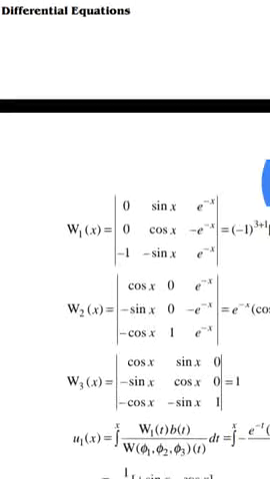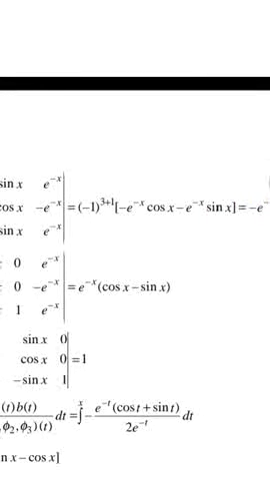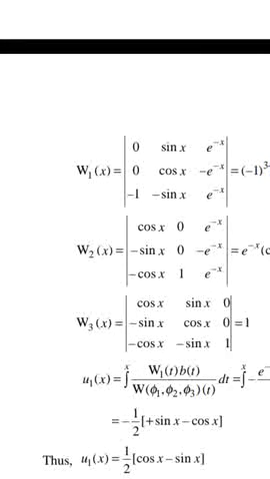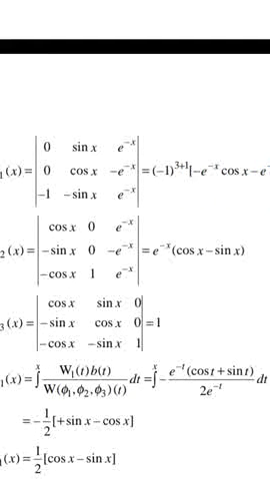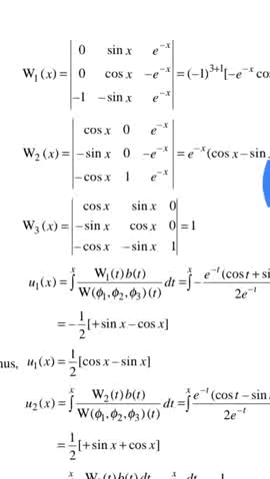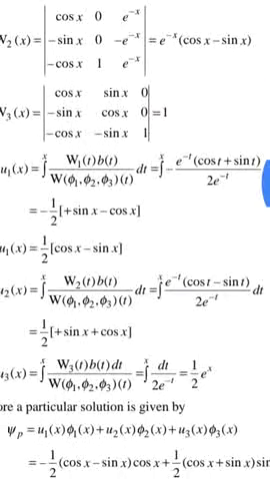W1(x) = -e^(-x)(cos x + sin x), W2(x) = e^(-x)(cos x - sin x), and W3(x) = 1. u1(x) = ∫ W1(t) b(t) / W(φ1, φ2, φ3)(t) dt = -1/2 (sin x - cos x), and u1(x) = 1/2 (cos x - sin x).